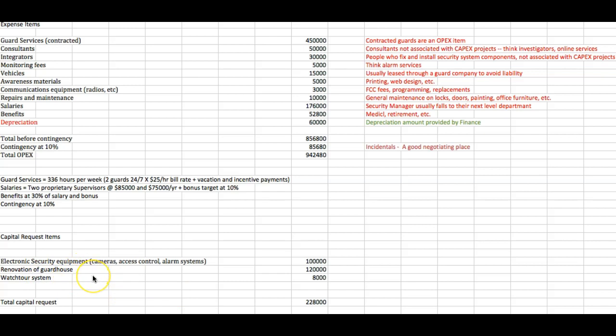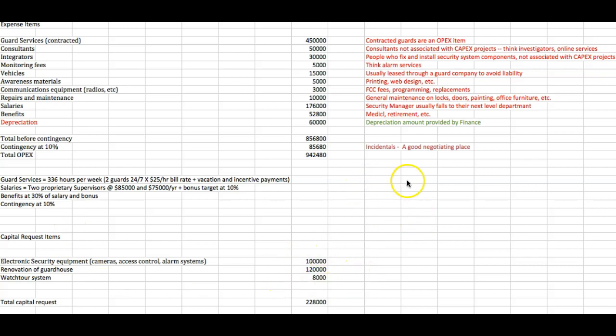I want to buy a watch tour system. The guards walk around with that little device and they touch it to a sensor and it shows that they were there at a certain time. And I show that to my insurance carrier to show that the guards were doing a fire watch tour, right? I need to add a watch tour system. That's about $8,000 for one of those systems. I'm asking for $228,000 in capital in the next year. If I get all of that approved and they tell me it's a 10-year depreciation, essentially on everything, which is pretty simplistic, but let's say they do, then next year I will have $22,800 added to my depreciation line. And over the next 10 years, that will be paid off. But I get these things right away.